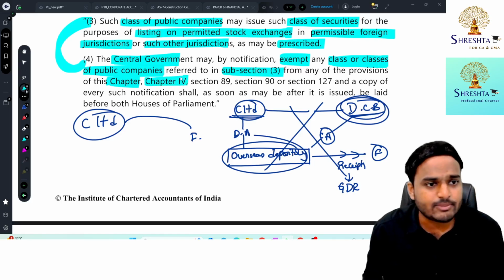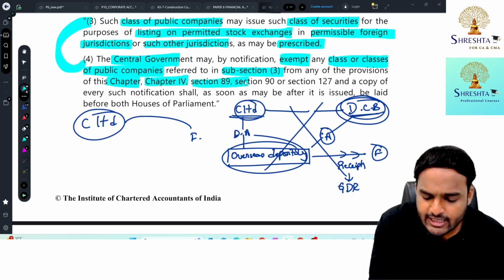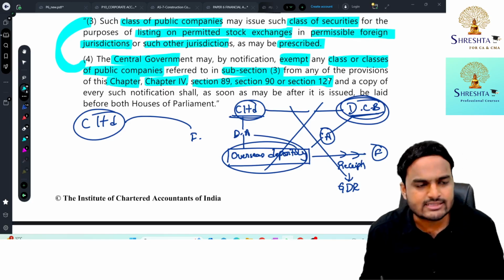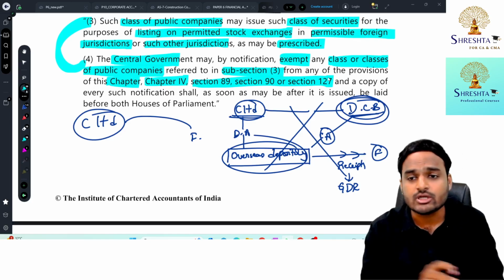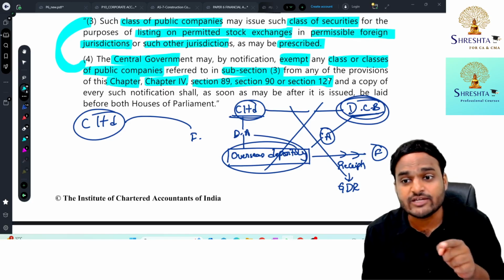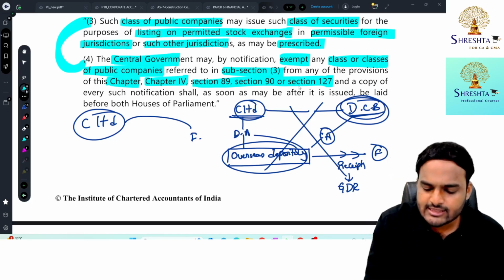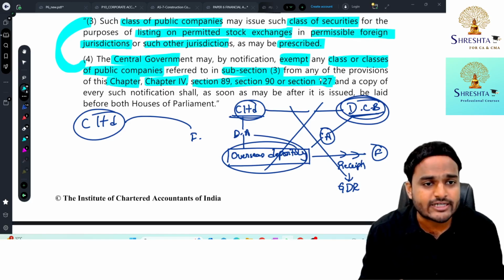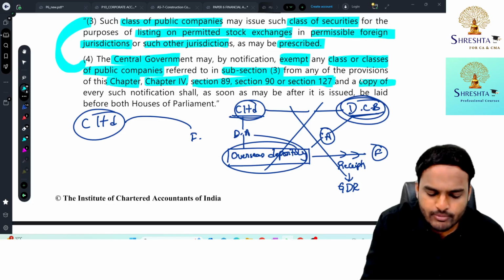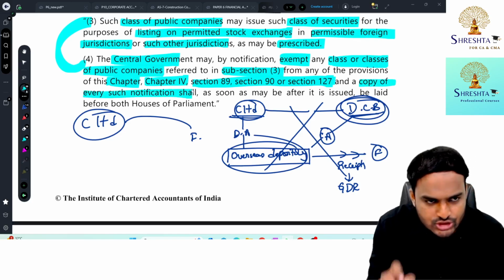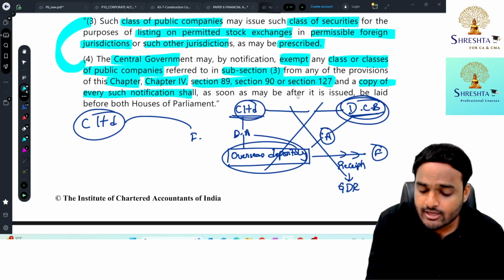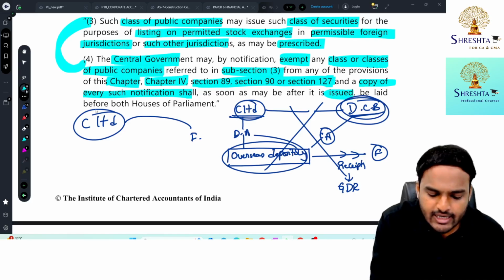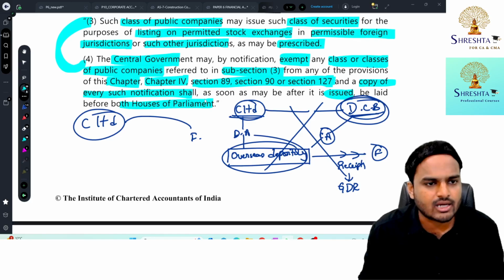Chapter 4, share capital and debentures. Section 89, 90 or section 127. Sections 89 and 90 are all about beneficial ownership and significant beneficial ownership, and section 127 concerns failure to distribute dividends within the stipulated period. And a copy of every such notification shall, as soon as may be after it is issued, be laid before both the houses of the parliament.